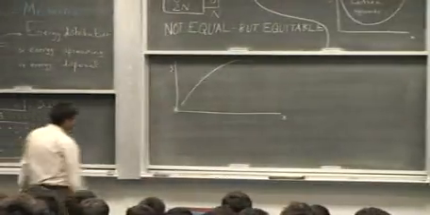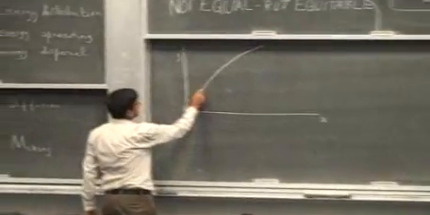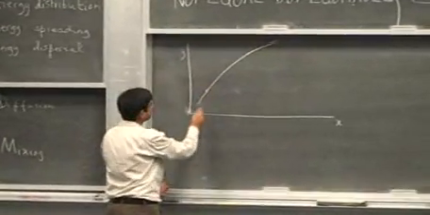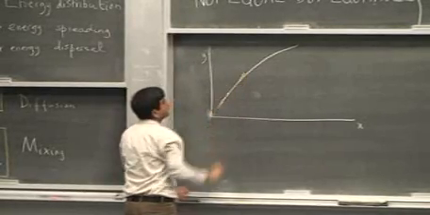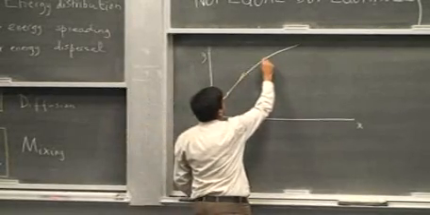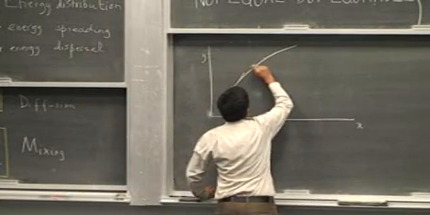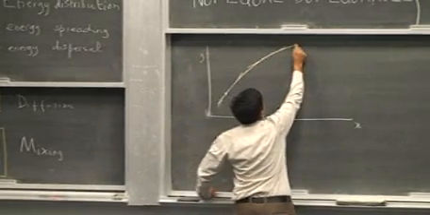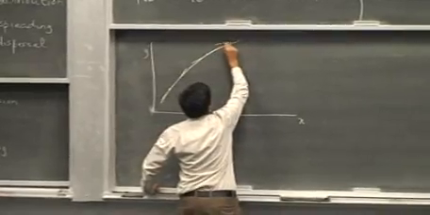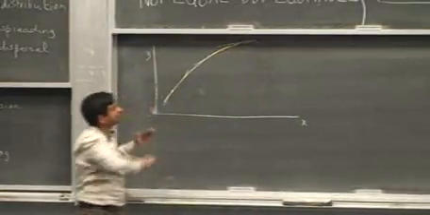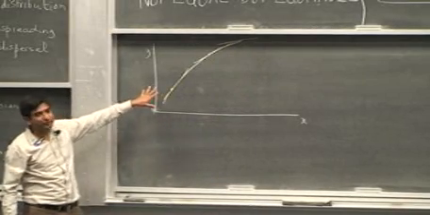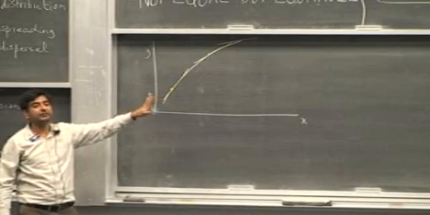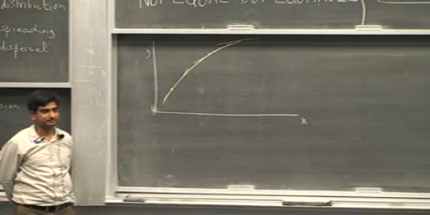So there is some slope here, and there is some slope here. There is some slope here, and the slope is constantly decreasing, and it's positive. So by looking at the slopes you can tell it's a concave function.